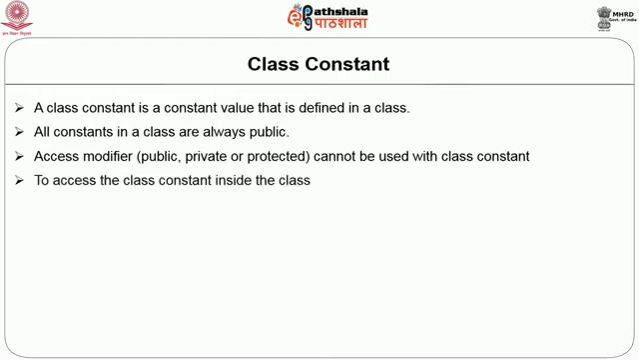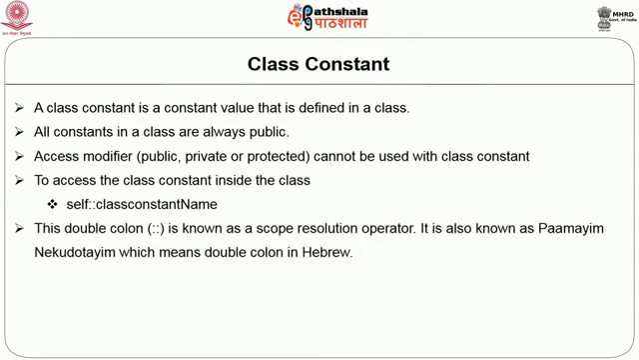To access a class constant inside the class, you have to use the keyword self, then a double colon, and this double colon operator is known as the scope resolution operator, and then the class constant name. This double colon, or scope resolution operator, is also referred to in many materials by a Hebrew word, Paamayim Nekudotayim, which means double colon in Hebrew.